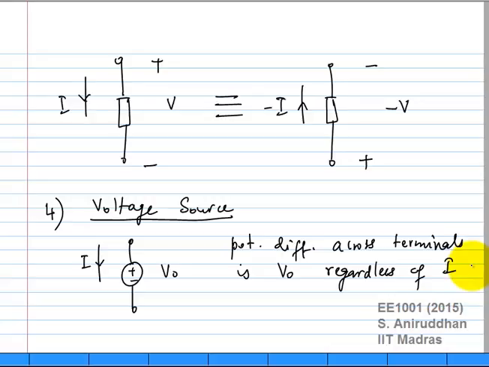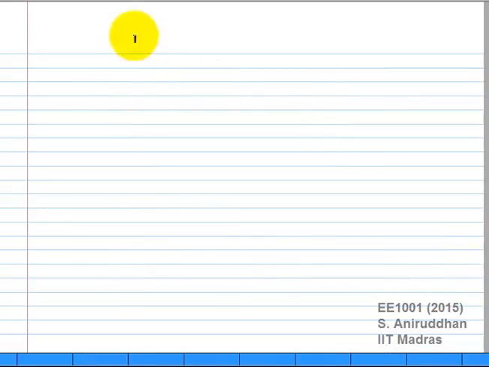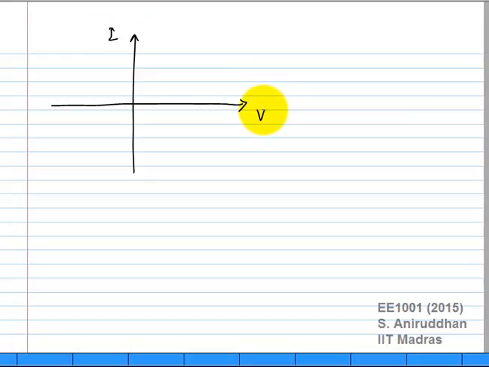So if you had to draw the IV characteristic of this particular voltage source, what would that look like? This would be a straight line intersecting the x-axis at V0, right? This would be the IV characteristic of an ideal voltage source.